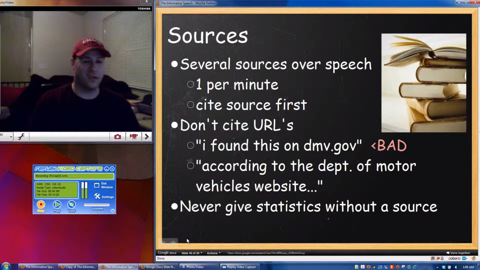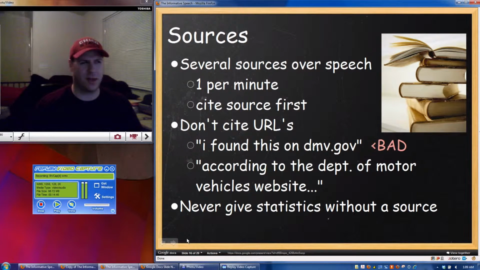First off, a good general rule is to have about 1 source per minute. Secondly, you should always cite the source first. Often students will give a bunch of information and be like, oh, and this came from this. That's not good. To establish credibility, the source needs to happen first.